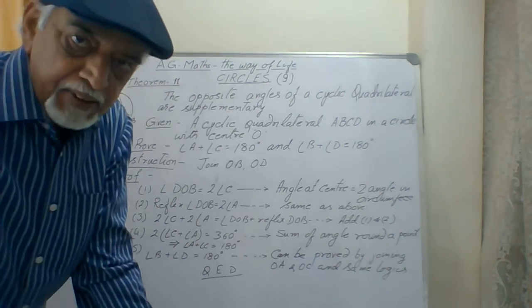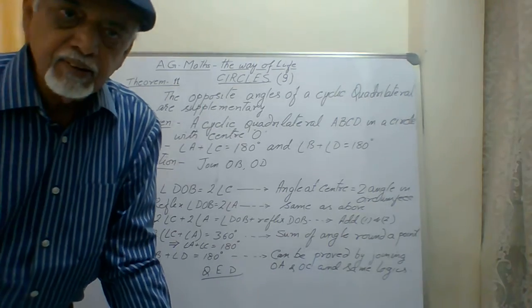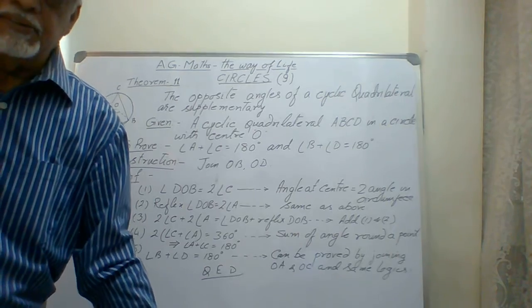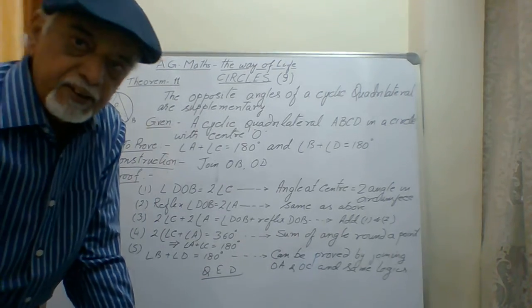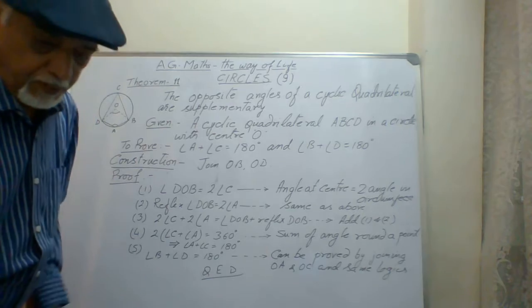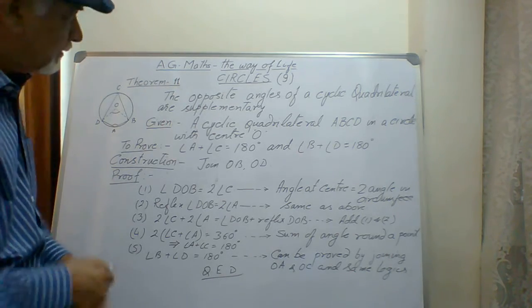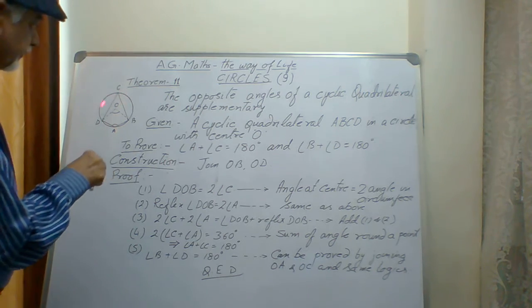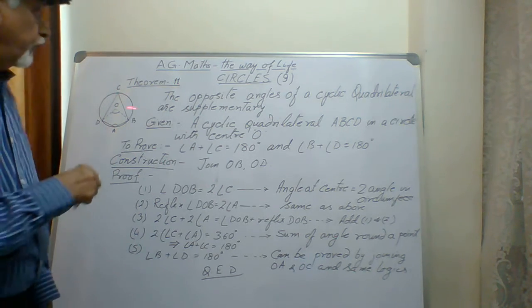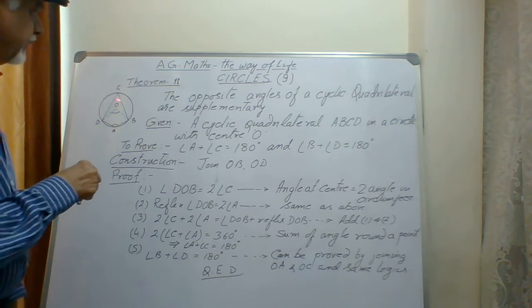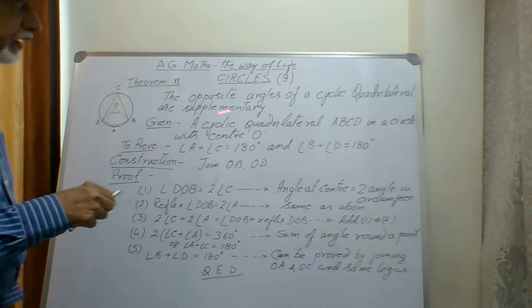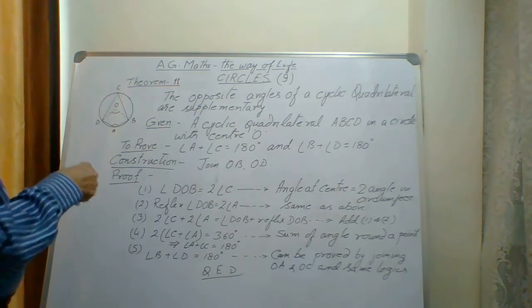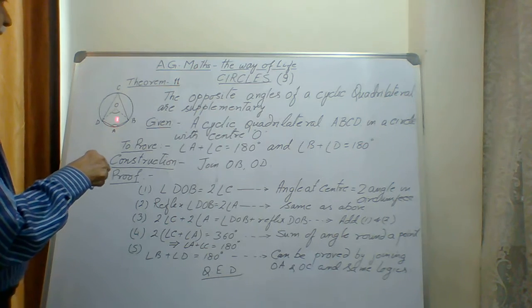A quadrilateral which has four sides, and if all 4 points of the quadrilateral are lying on a circle, then that quadrilateral is called cyclic. See here, A, B, C and D, all these 4 points are lying on the circumference of a circle. If all the points lie on the circumference, whatever the measure of the sides, it is always called a cyclic quadrilateral.